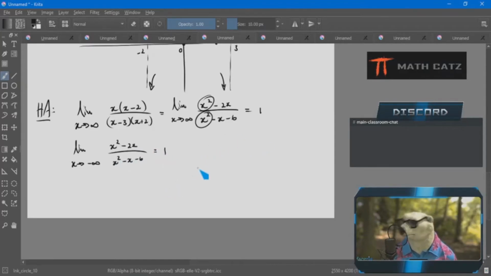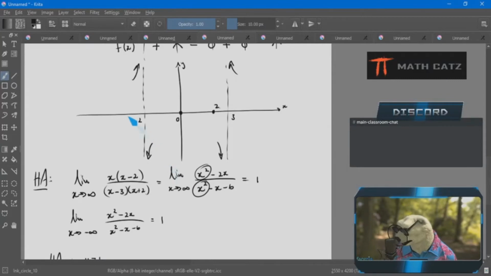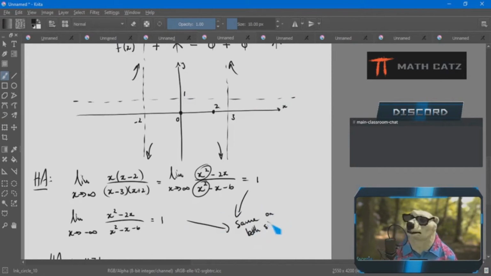So a bonus to identifying it as a rational function is that if I find a horizontal asymptote, and I do, y equals 1, let's put it up here. It's always going to be the same on both sides.